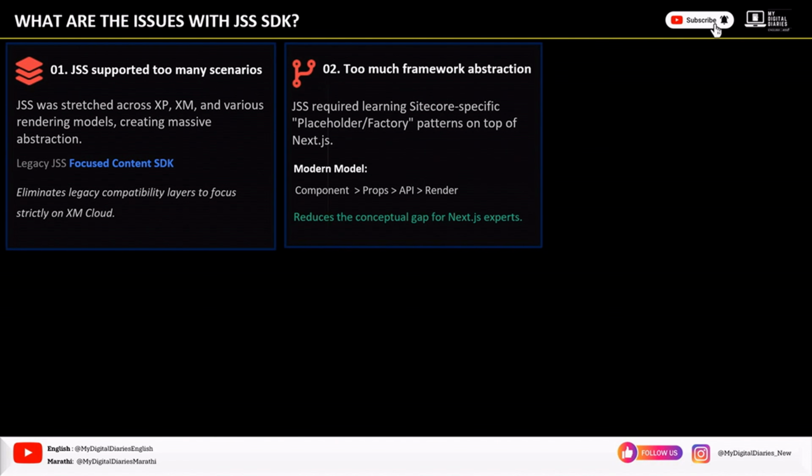The second challenge was complexity. JSS introduced several Sitecore specific concepts like placeholder APIs, component factories, manifest files, and rendering host. For developers already familiar with Next.js, this meant learning an additional Sitecore framework before they could even start building. Instead of following standard React development, developers had to understand many custom patterns.